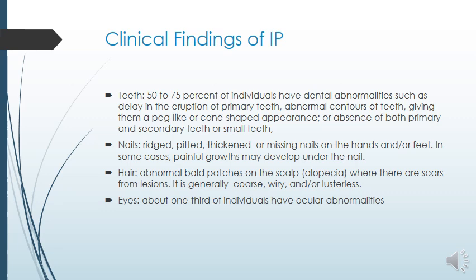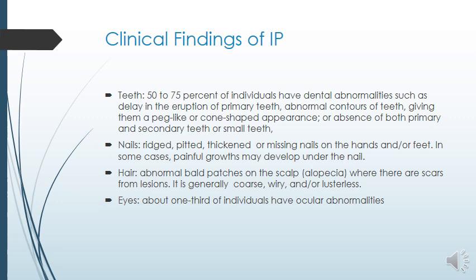So in this disease, the teeth are affected, the nails, the hair, and the eyes. Between 50 to 75% of the individuals with IP have dental abnormalities. These include a delay in the eruption of their primary teeth, abnormal contours of the teeth, giving them a peg-like or cone-shaped appearance, or the congenital absence of both primary and secondary teeth, or they might have small teeth. Their nails are ridged, pitted, thickened, or they're missing nails on the hands and or feet. In some cases, painful growths may develop underneath the nail.